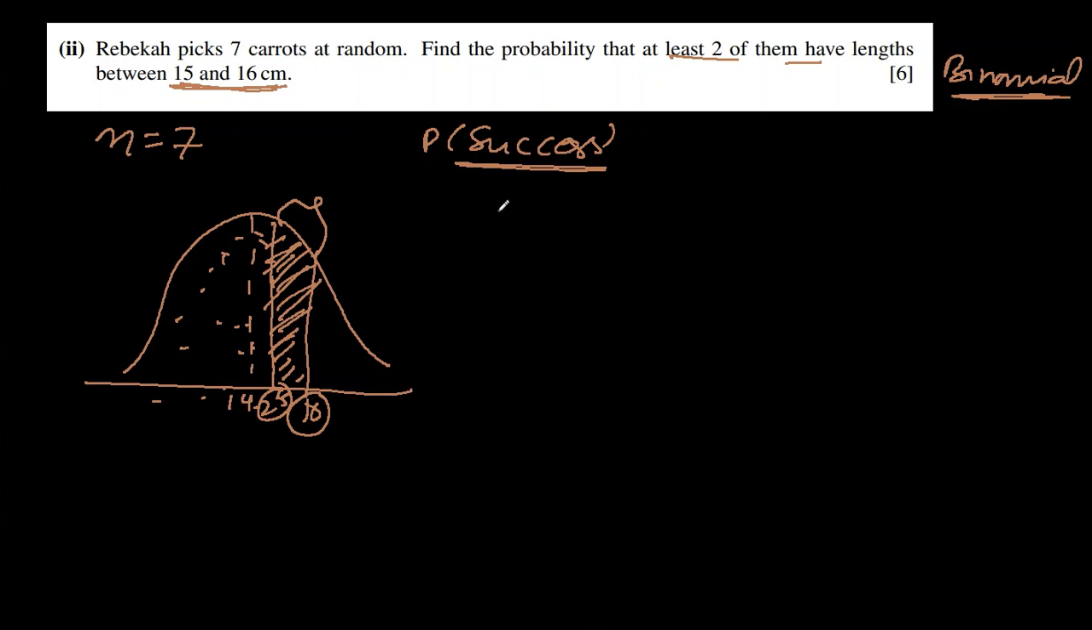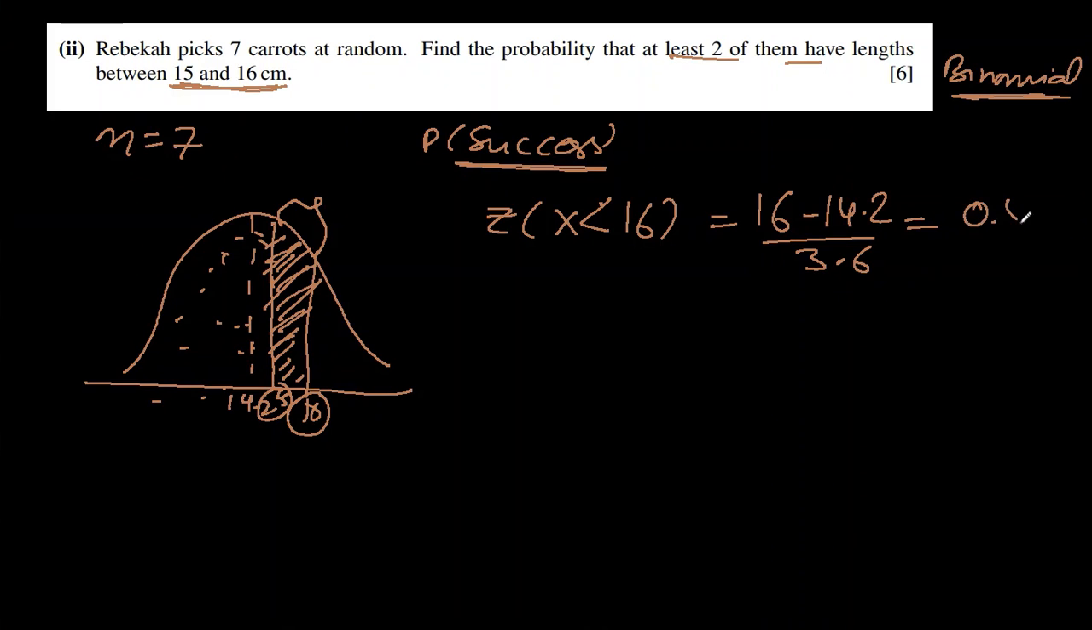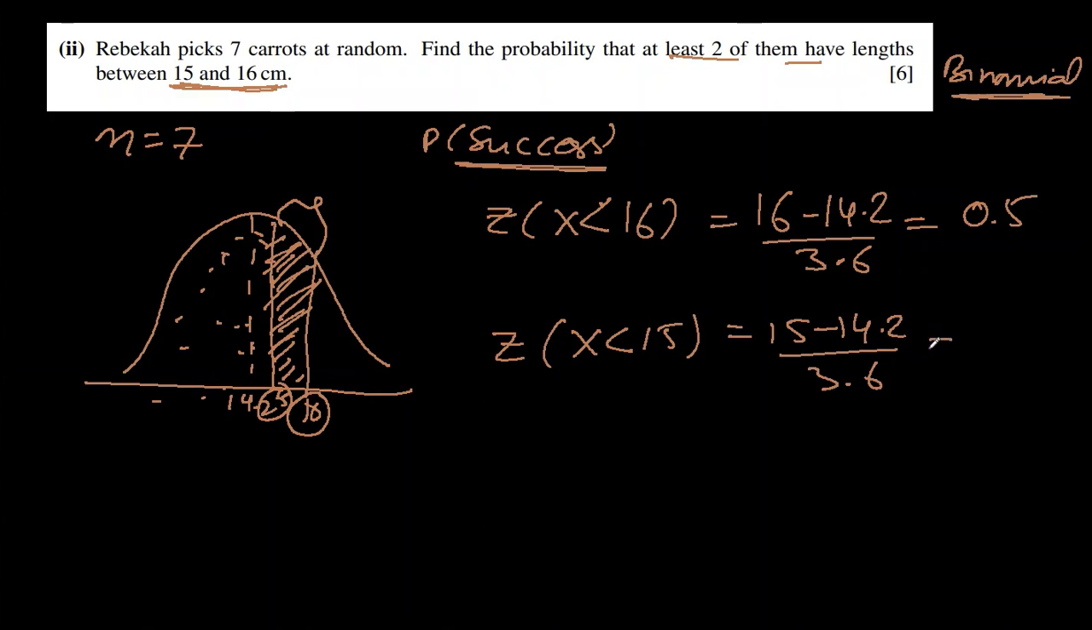Yeah. So let's find the z-score for x being less than 16 first. It is 16 minus 14.2 over the standard deviation, which was 3.6, and what I get here is 0.5. The z-score for 15 will be 15 minus 14.2 over 3.6, which will be 0.222. And let's find the respective probabilities for them. First probability, x is less than 16. We will look at this z-score, and for 15 we'll look at this z-score.